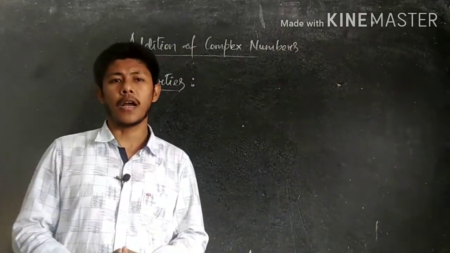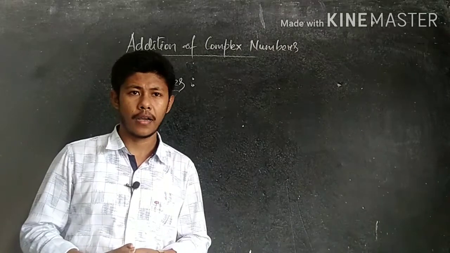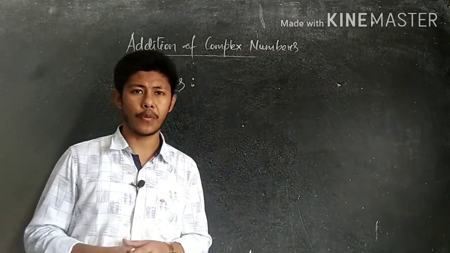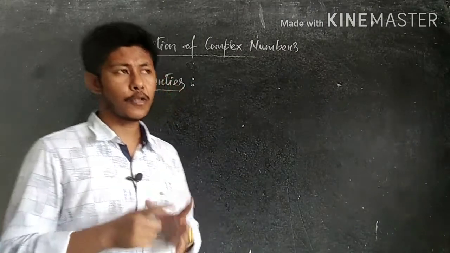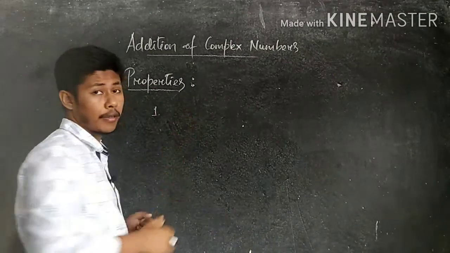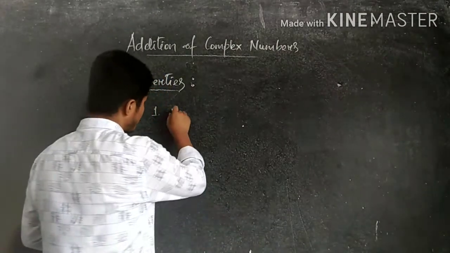Okay. Now under addition of complex numbers, there are some properties, and we have to discuss these properties one by one, and these properties are very important. So first of all, the first property is known as the closure property. Is it clear? So what we can say? Closure.